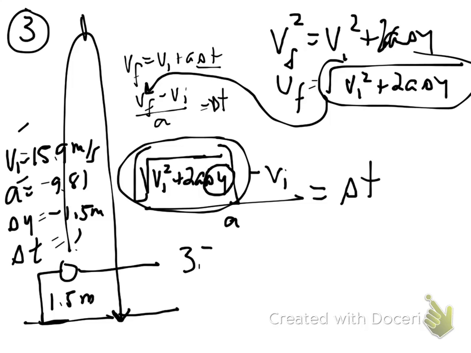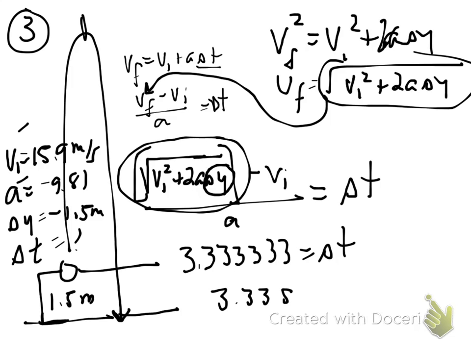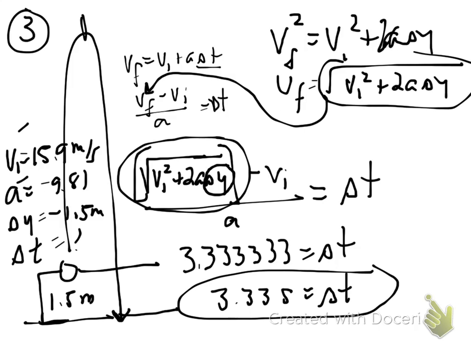The raw answer that you should get is 3.33333 repeating is delta t. We can have 3 sig figs, so that becomes 3.33 seconds is delta t. That's the elegant way to do it.